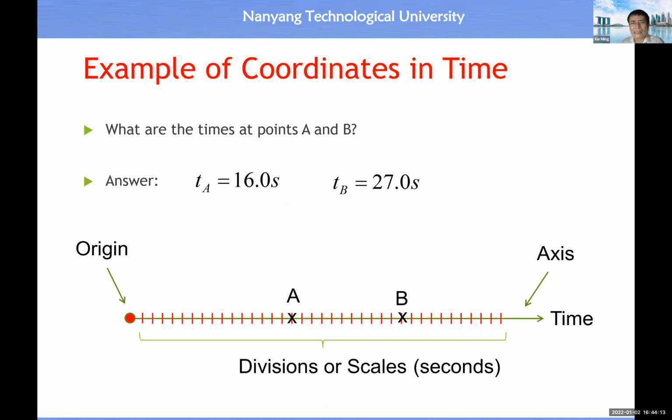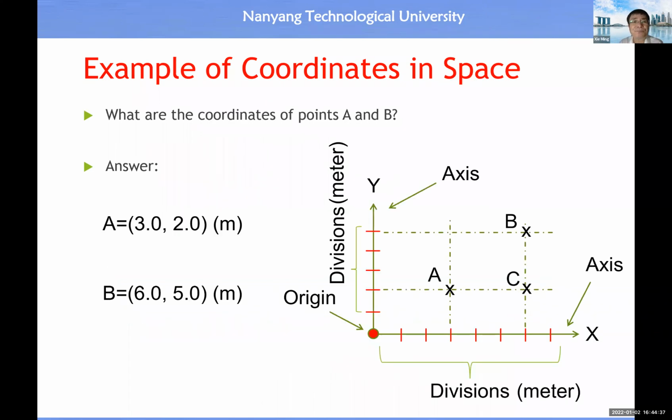For example, we have this reference for time, and each division corresponds to 1 second. Now we want to know what is the time corresponding to point A, and what is the time corresponding to point B. Let me just count the number of divisions. The answer is: time for A is 16 seconds, time for B is 27 seconds. That's it.